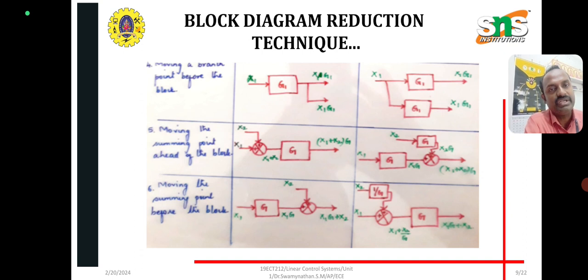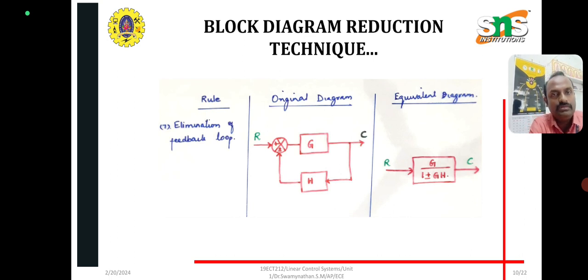Moving the summing point ahead of the block means multiplication by G on the upper side, that is x1 plus x2 into G. Moving the summing point before the block is equal to 1 by G. So just remember, ahead means G and before means 1 by G. And another rule, elimination of a feedback loop with GH, where the equivalent diagram is G divided by 1 plus or minus GH. That is a very important rule, elimination of the feedback loop.